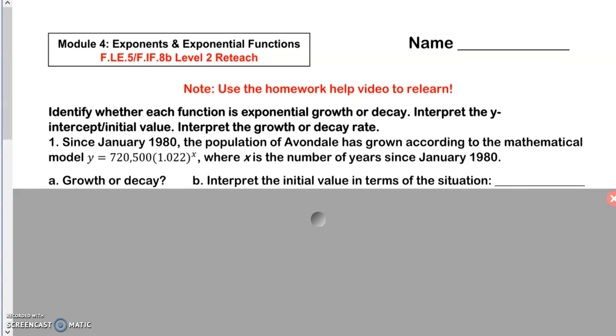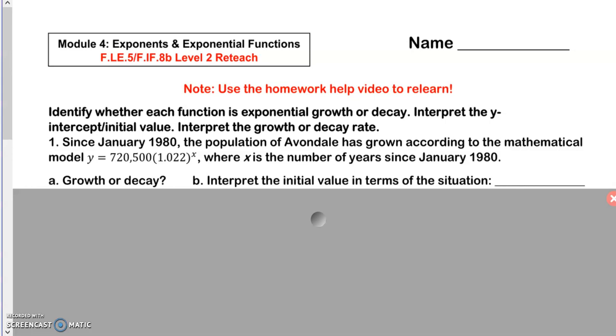Okay, today we're doing Module 4, Exponents and Exponential Function, F.LE.5 and F.IF.8b Level 2 Reteach. Identify whether the function is exponential growth or decay. Interpret the y-intercept and the initial values. Interpret the growth and decay rate.